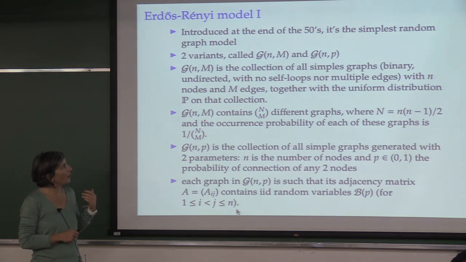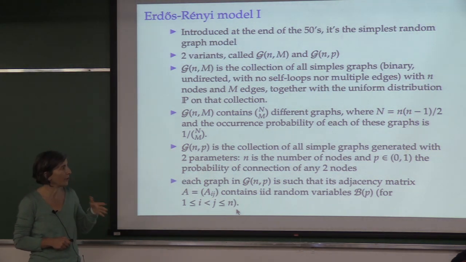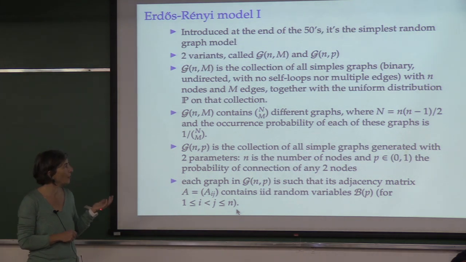So in that collection, you have capital N choose capital M different graphs, where capital N is the total number of possible edges. So small n times (n minus 1) over 2, that's the possible number of edges that you can have in a simple undirected graph with n nodes. And so the occurrence probability of each of these graphs is simply 1 over the total number of elements in that collection. Okay? So that's the first variant.